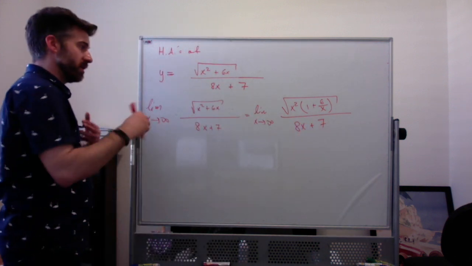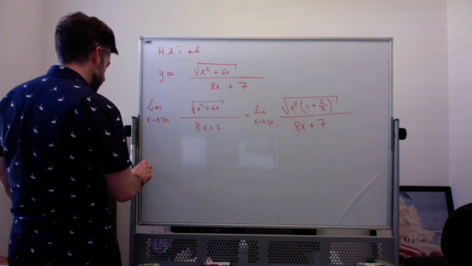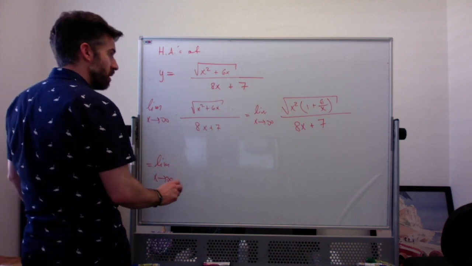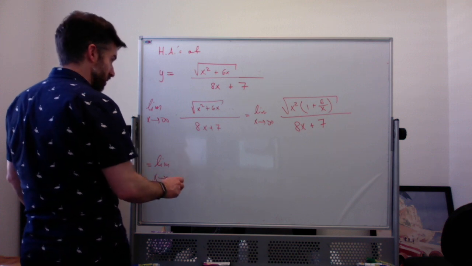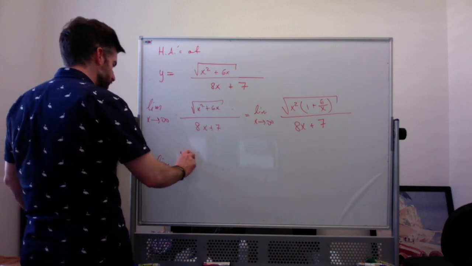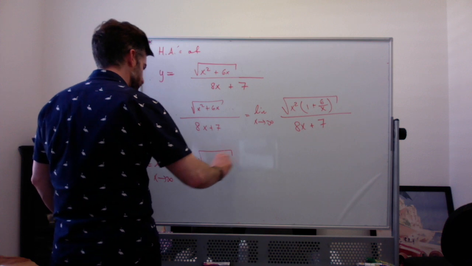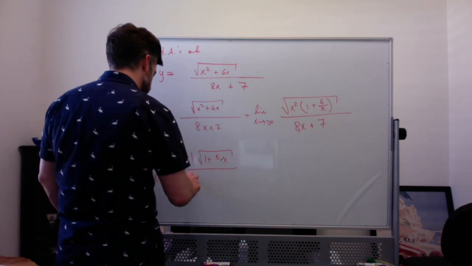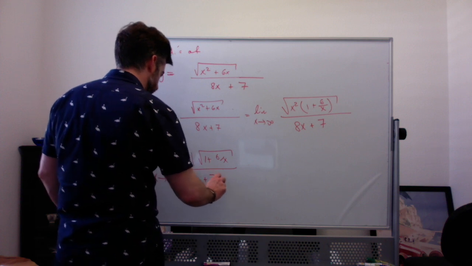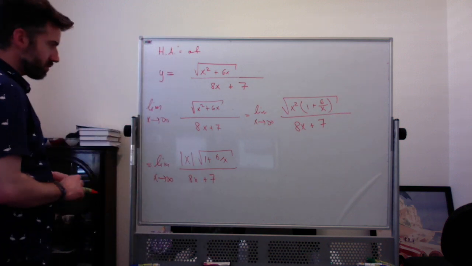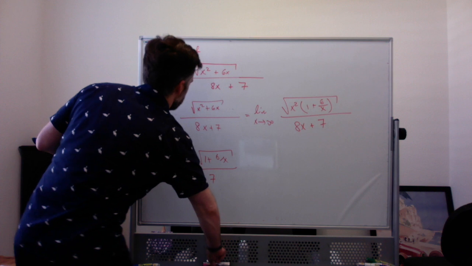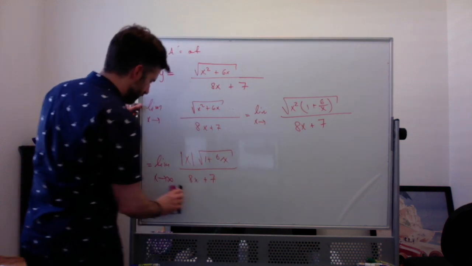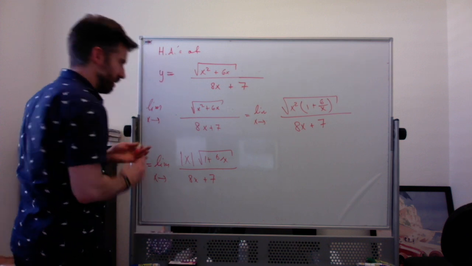Okay, but then we pull out the x squared, and this is where it's important. You get the limit as x goes to infinity of the square root of x squared, which is the absolute value of x, times the square root of 1 plus 6 over x, all over 8x plus 7. In fact, up until this point, the work is the same whether it's the limit to infinity or negative infinity. So I'm actually going to write this, and then I'm going to write 2 different paths so I can fit this all in.